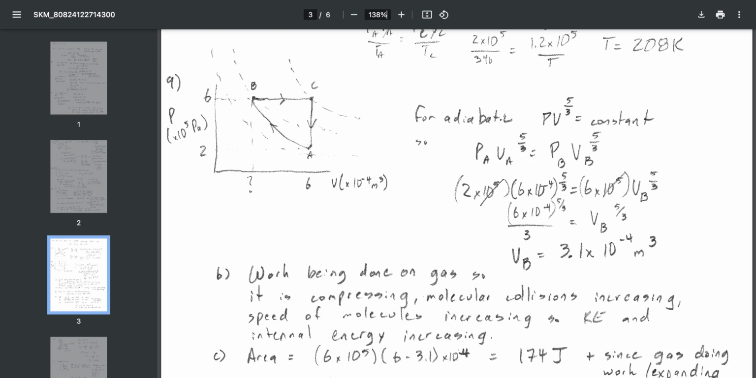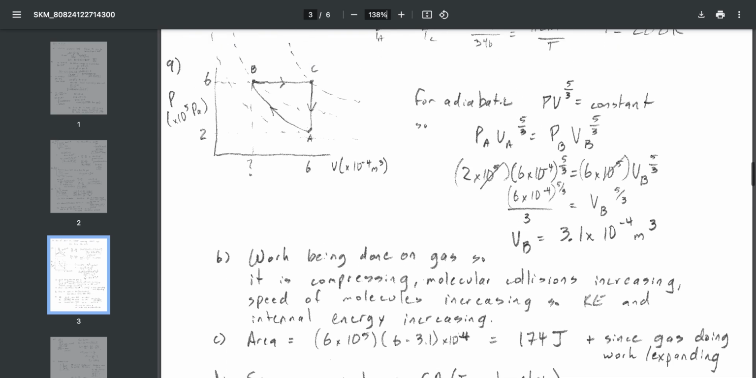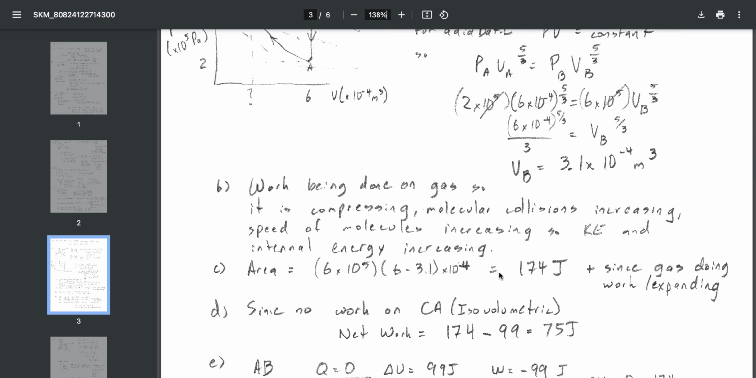For C, calculate the work done during the process BC. Well, that's the area underneath there. And since we now know our volume at B, we know our base and we know our height. So just multiply that out. And I got 174 joules. Since it's expanding, the gas is doing work on its surroundings, so that's going to be positive 174. For D, the work done on the gas during the process AB is 99 joules.